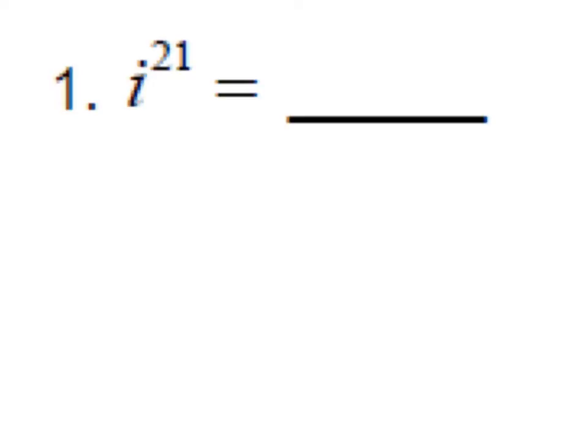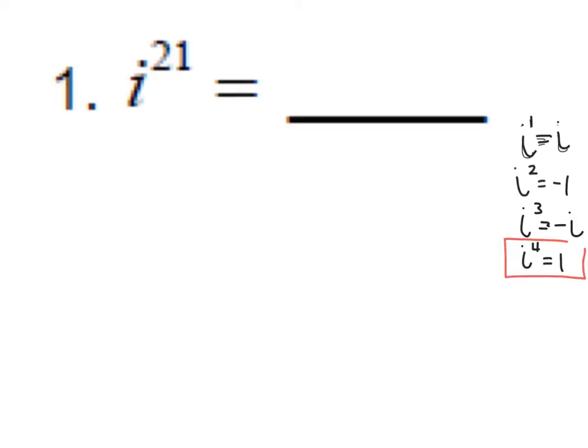Speaking of the pattern, I'm going to write it down on the side. We know that i to the first is just i. Let's try that again. i to the first is i. i squared is -1. i cubed is -i. And i to the fourth is 1.